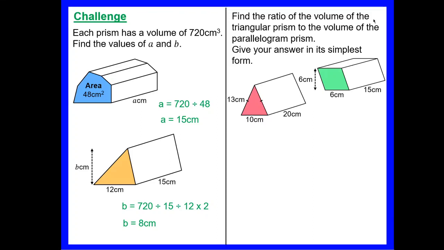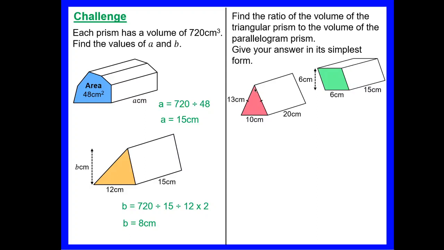This side then, we're going to find the ratio of the volume of the triangular prism to the volume of the parallelogram prism. Give your answer in its simplest form. So first then we've got to find the volume of each of those prisms. Now, our triangular prism is going to cause us a bit of a problem because we know the base, but we don't know the height. So we're going to have to use some other skills that we have to find the height.